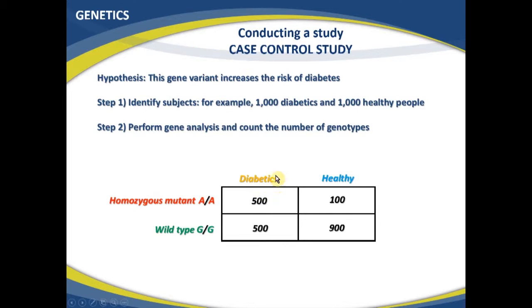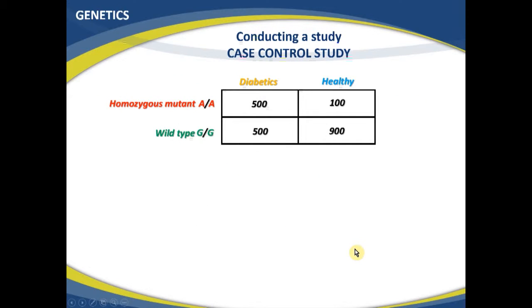You draw this kind of table. You check diabetics, do a genetic test for all of them, and you find out half of them, 500, have the AA genotype, so the mutant, and 500 of them are wild type. And then you do the same on the 1,000 healthy people, and you might find 100 have the homozygous mutant and 900 have the healthy type. So once you have this table, you can do the calculation to find out the odds ratio.